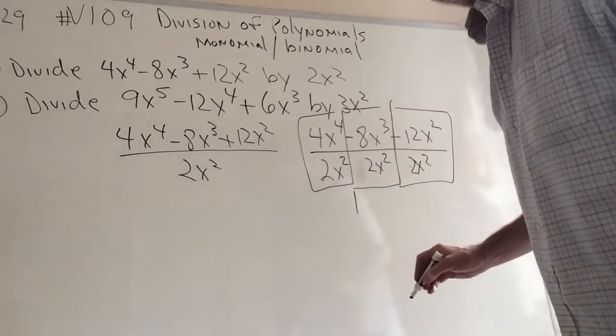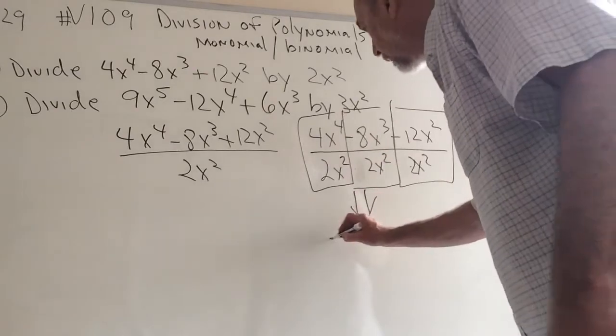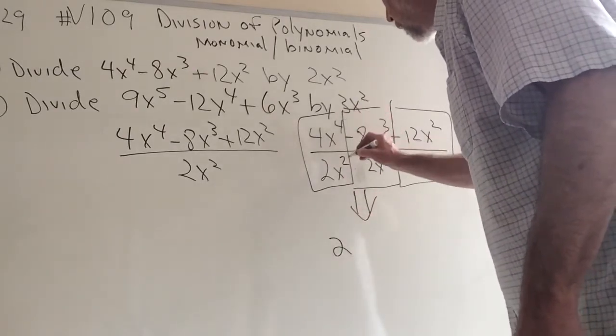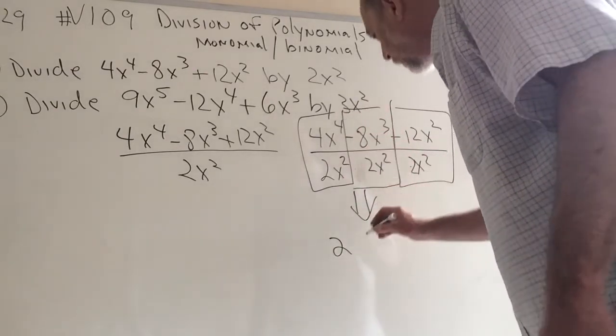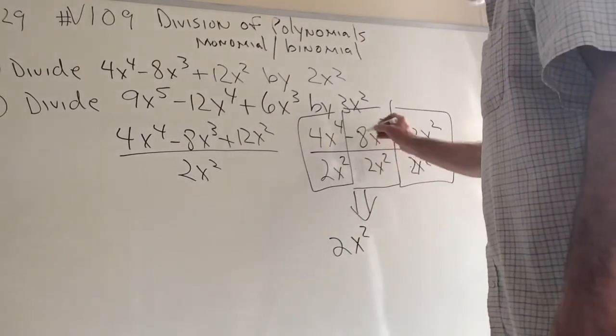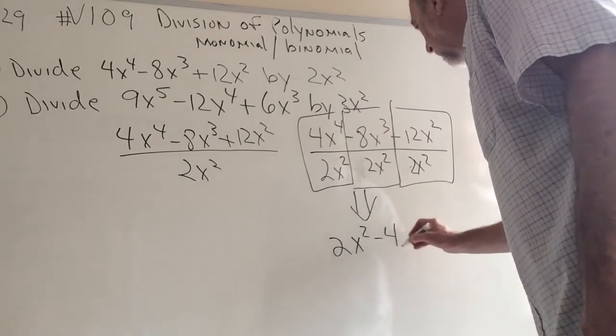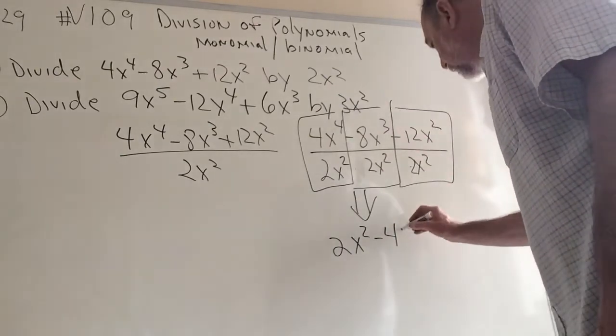So I'll draw a little implication arrow here below. And now 2 goes into 4 2 times. X to the 4th, x to the 2nd. 4 minus 2 is x squared. And now I do the second one, but a negative divided by a positive is a negative. So that becomes 4, and then 3 minus 2 is 1.